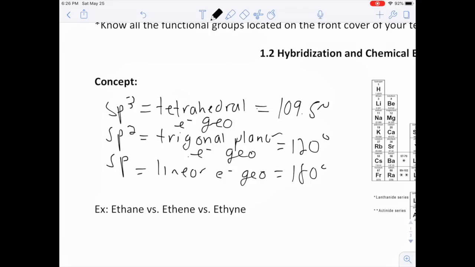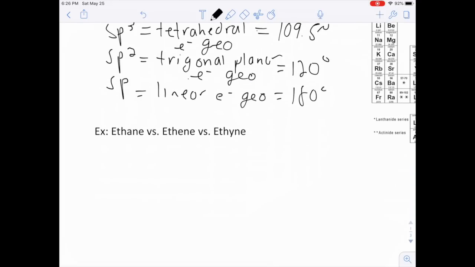Okay, so now I want to delineate between ethane, ethene, and ethyne. Right now you don't really know what these compounds are in terms of their chemical formula, but ethane is going to be C2H6. Ethene is going to be C2H4, and ethyne is going to be C2H2. So these are three different types of molecules, and I want to talk about their bonding.